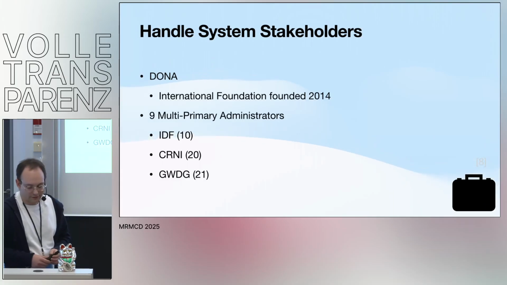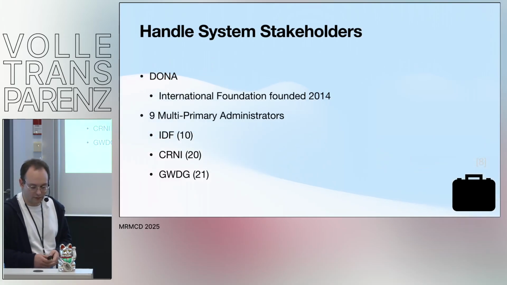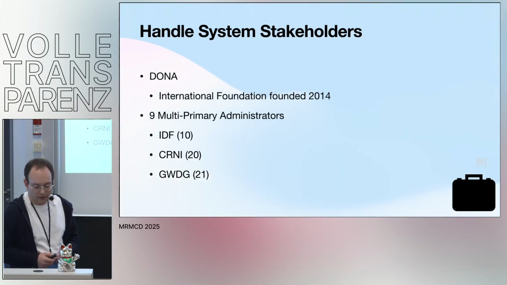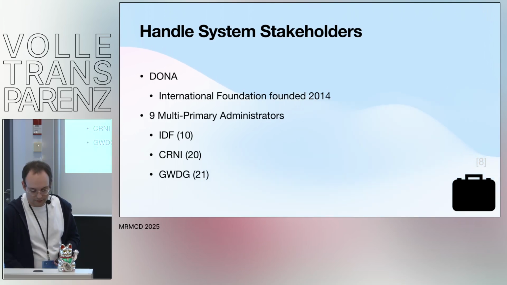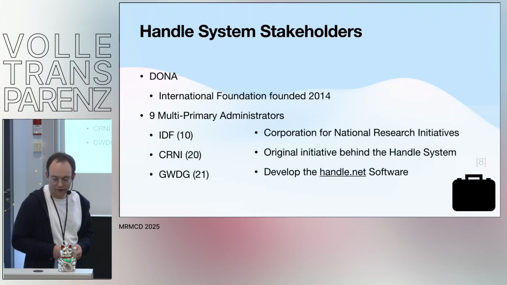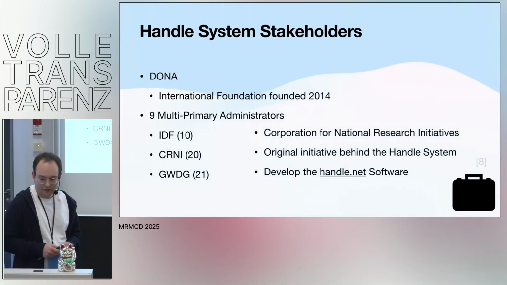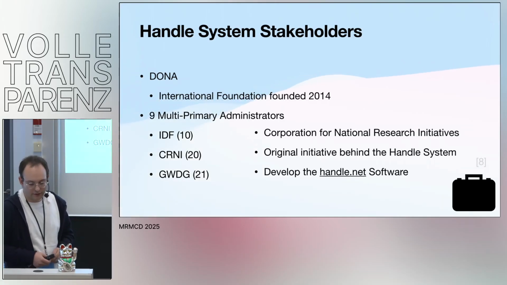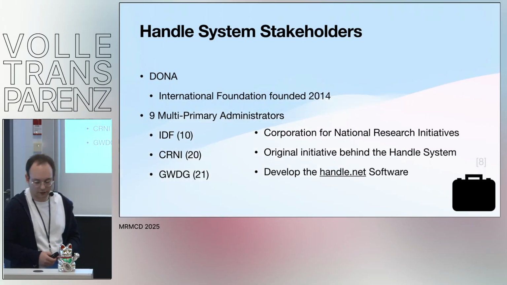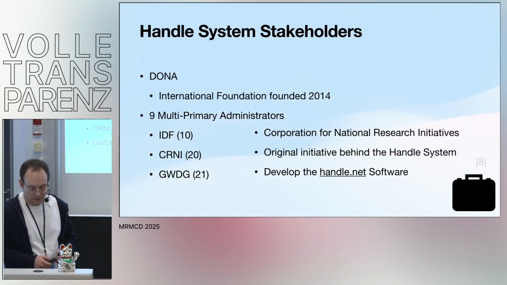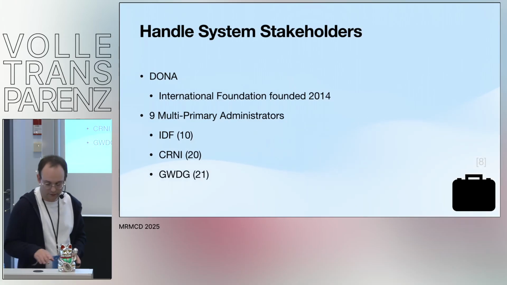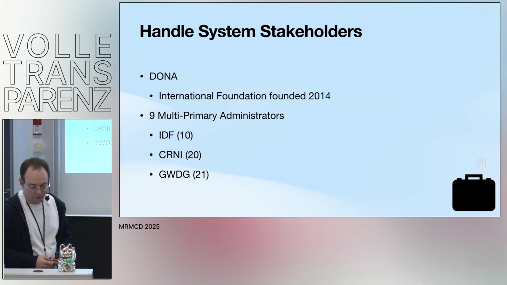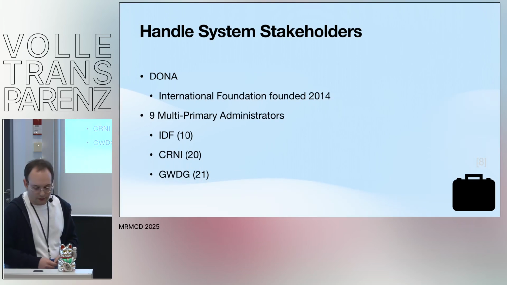For example, the International DOI Foundation is one of them, and these multi-primary administrators have been assigned prefixes, and the IDF just has been assigned 10. There's another organization called the CNRI. It's the Corporation for National Research Initiatives. It's a US-based organization that did the original initiative behind the handle system, and they also developed the software that is used to run it and provide a lot of other services. And another organization I want to point out is the GWDG. It's a German-based organization based in Göttingen, and they also run one of these multi-primary administrators.